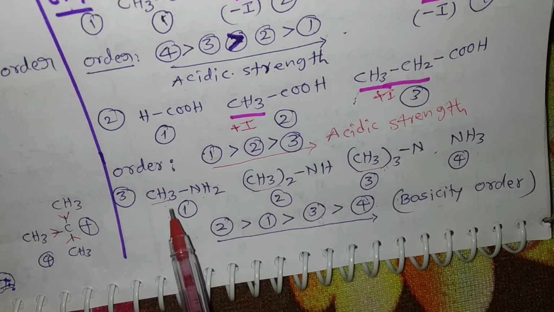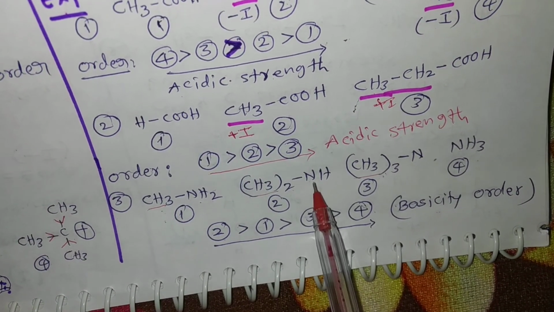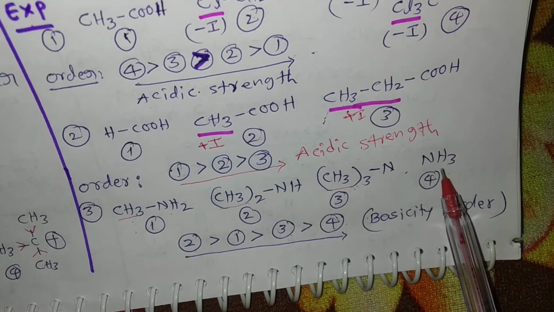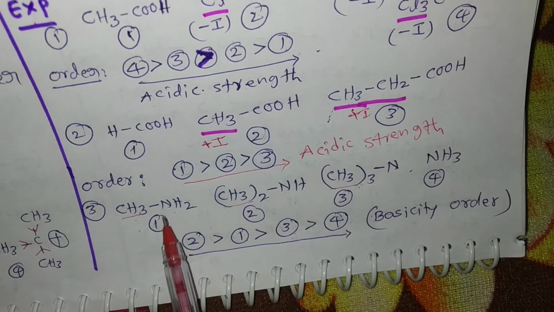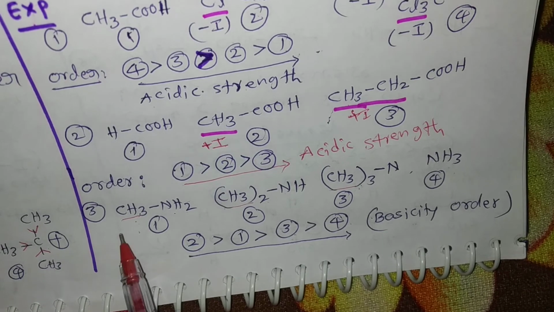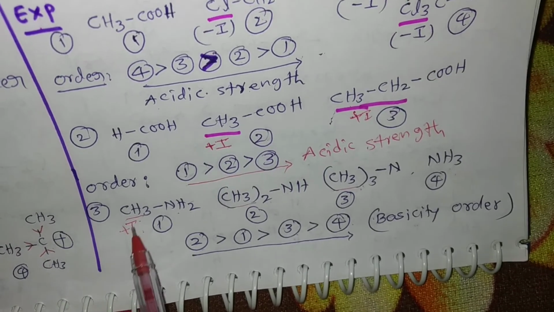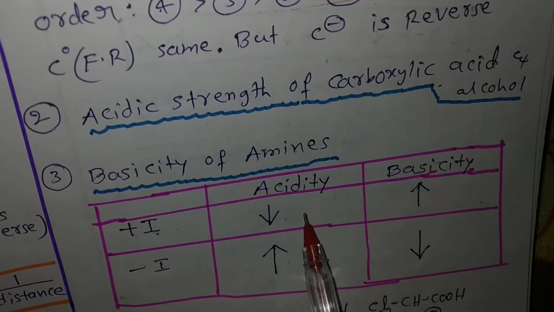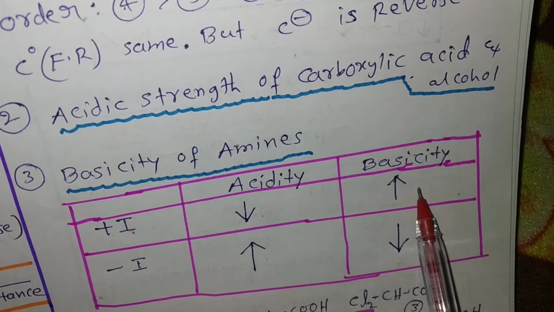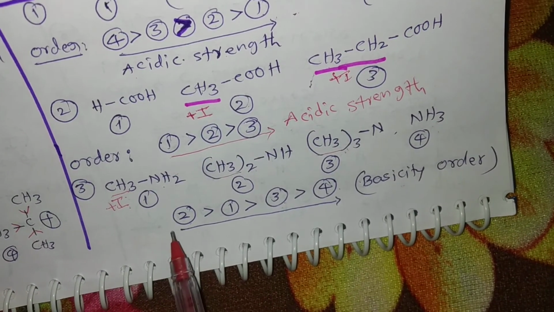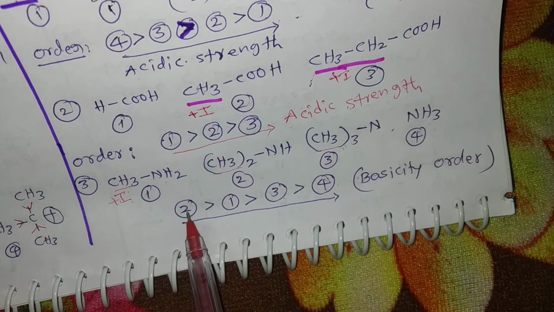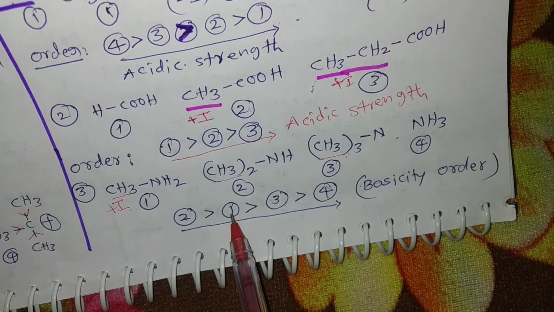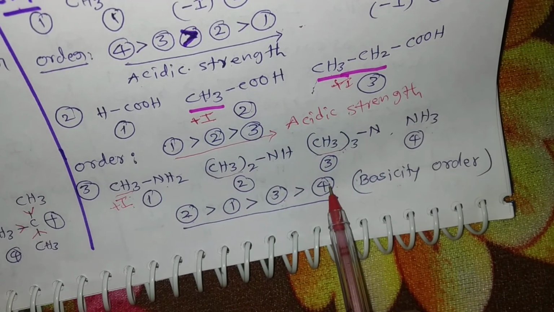And next example, this is the amine group. This is the primary amine, secondary amine, tertiary amine and ammonia. The primary amine is attached to CH3, meaning plus I. If we increase the plus I groups, then acidic strength decreases and basicity increases. So that is the correct order. So the second one has more basicity than the first, third and fourth.